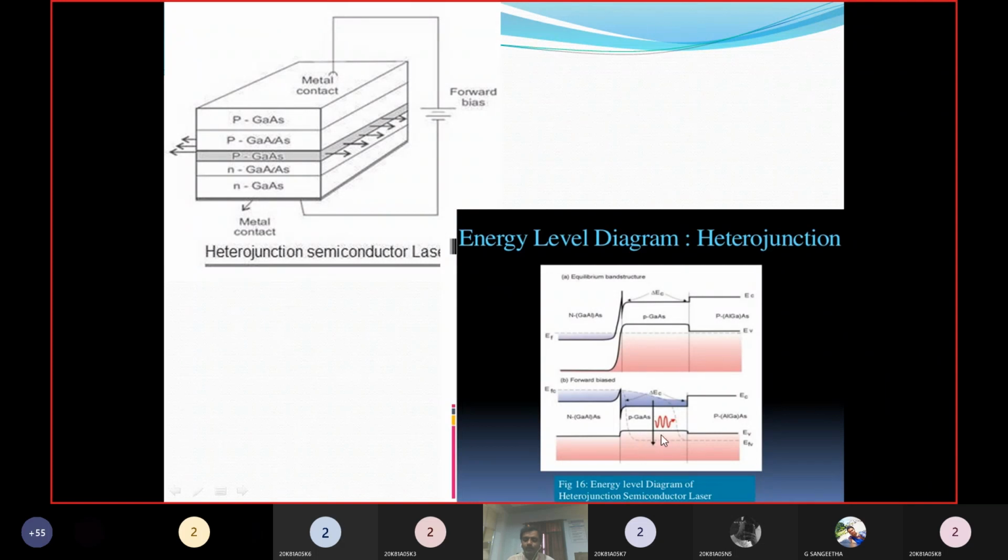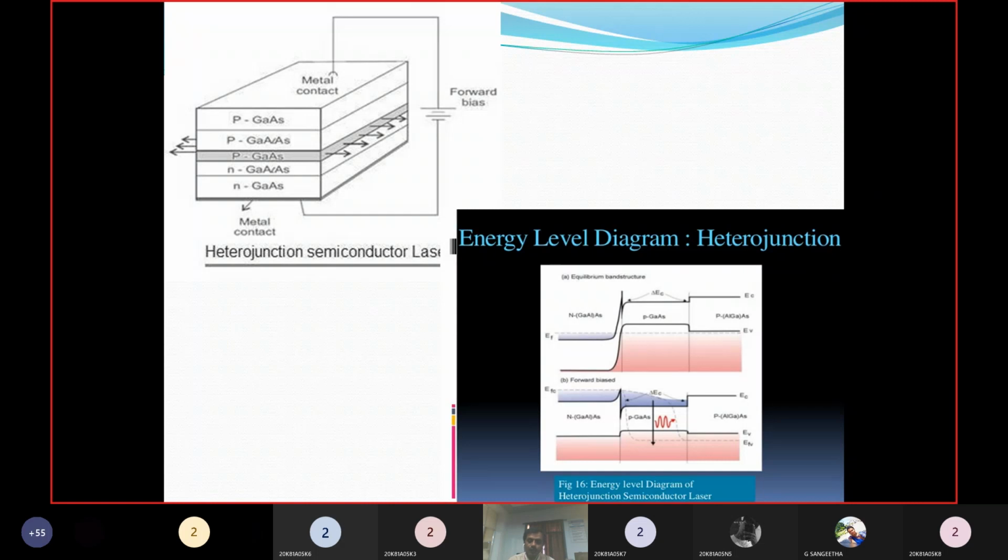Because of this recombination process, everything is the same as the previous process. Initially, spontaneous emission will occur, and because of the spontaneous emission, one photon will be emitted. Because of the optical resonator, that photon is reflected back, and it triggers the conduction band electron.